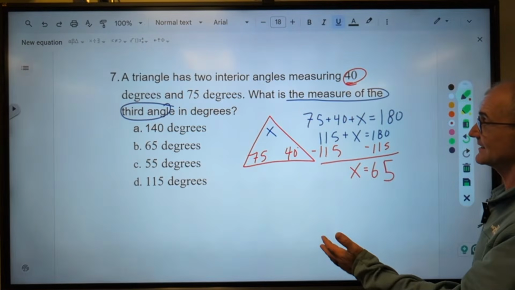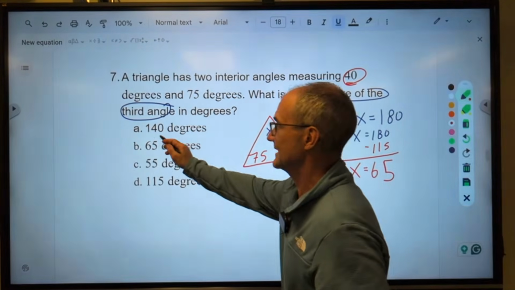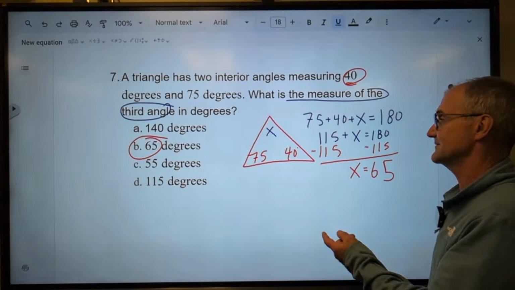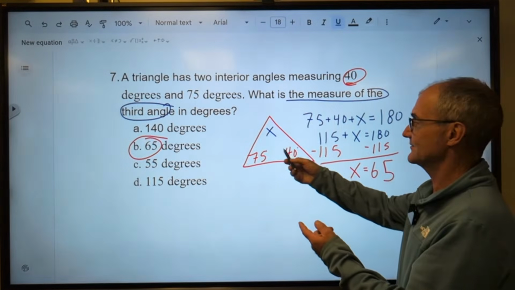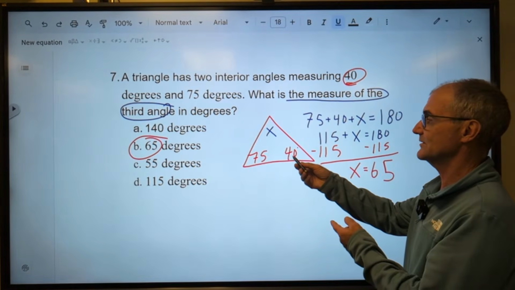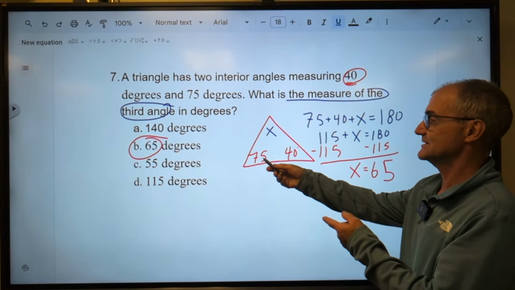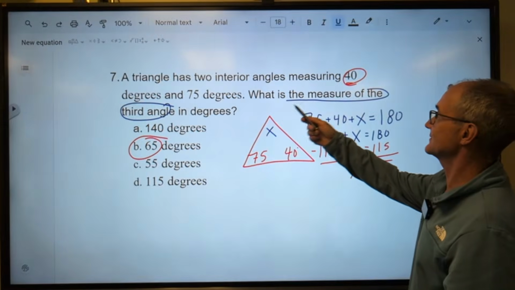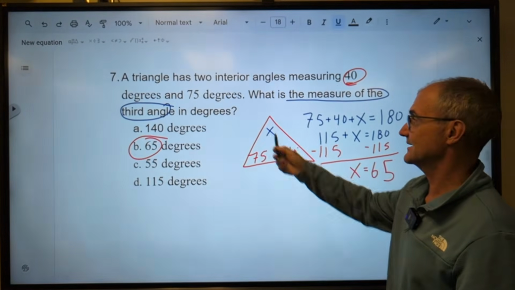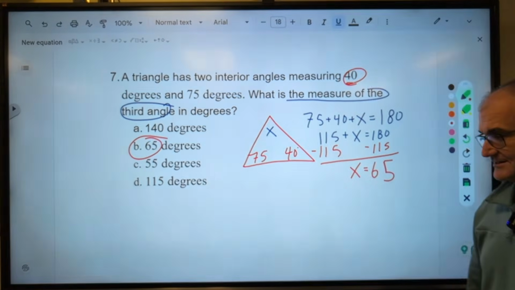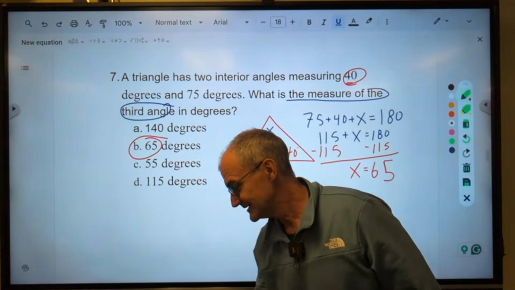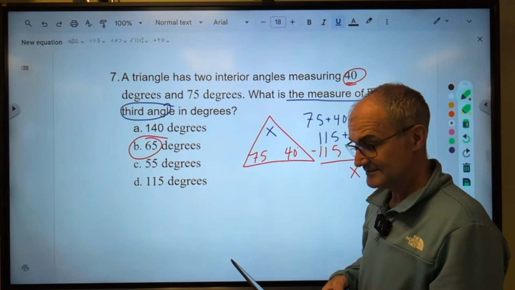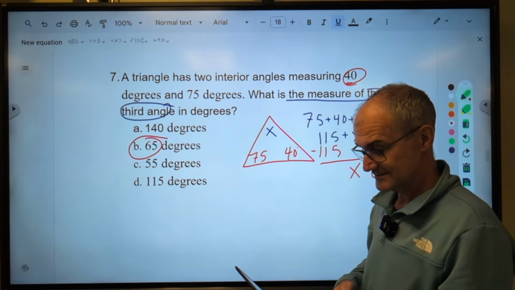Step 5, check. Oh, here, let me circle that. 65 plus 40, 105, 105 plus 75 is 180. And then my other check is, what am I looking for? What's the measure of the third angle? That's what I got. Correct answer, answer B. I see some B's there. Very nice. I know that's looking good.